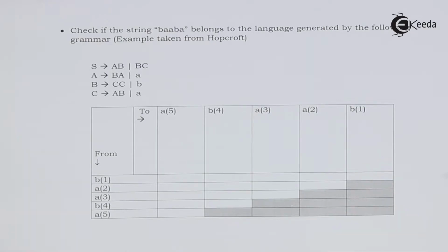Similarly, B is producing CC, which are both non-terminals, or B is producing small b, which is a terminal. So this is also a case of Chomsky normal form. Last production, C produces AB or C produces a. One is a case of both non-terminals, one is a case of only one terminal. Again, this is in Chomsky normal form. So we can say that it is verified that the given grammar is in Chomsky normal form.